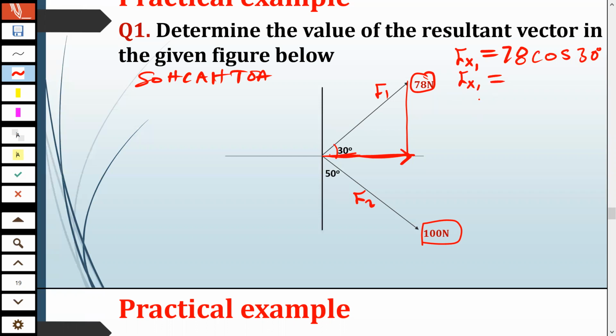And then in the y, so if you have a calculator, you can find for me that first one. And then in the y, we're going to have Fy1 is going to be equal to, it's pointing towards the positive y. So the positive y is going to be 78 sine 30 degrees. And we also find Fy1 there using the calculator.